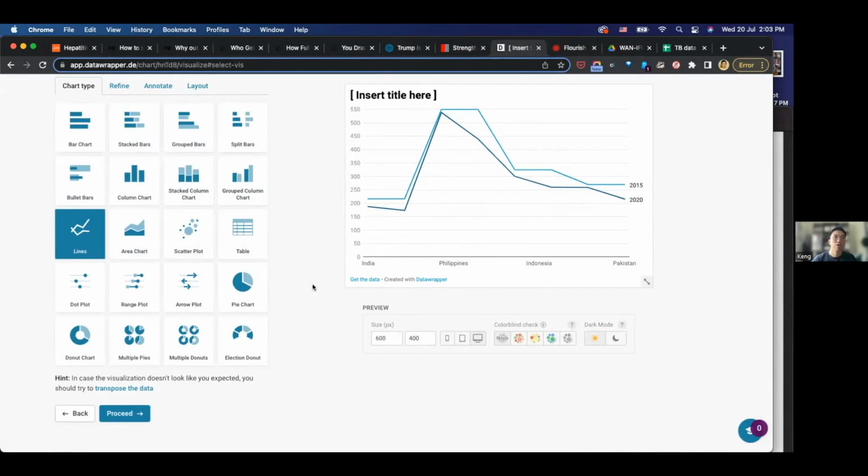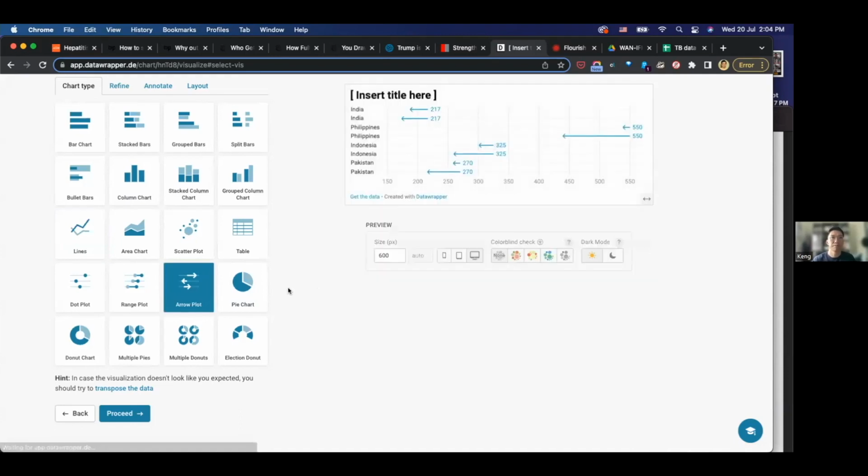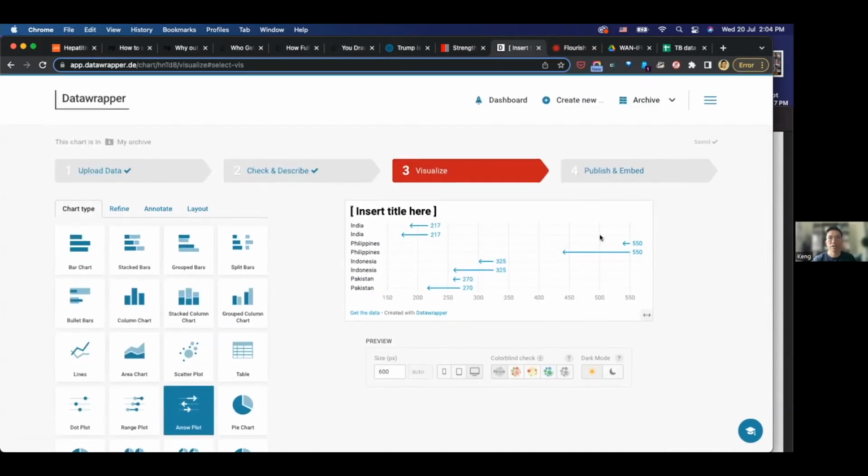So I know that I want to make an arrow plot, because that is the best chart to illustrate the gap between target and the reality, and it works for multiple countries. So I'm going to click arrow plot, and it will show you how it looks like. India, Philippines, Indonesia, Pakistan. We know that one of them is the actual, one of them is the target.